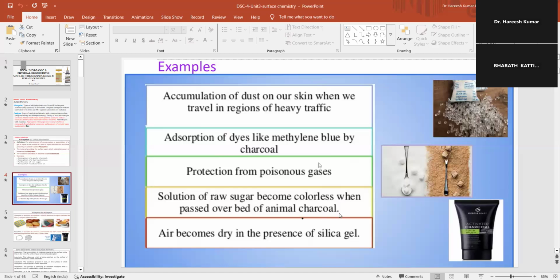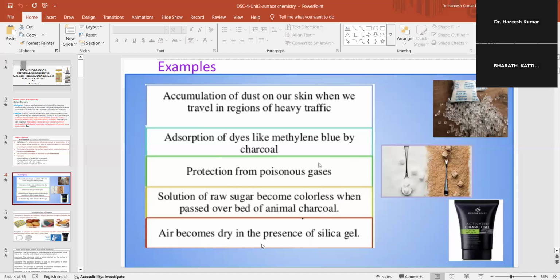So what is the difference between wood charcoal and animal charcoal? Animal charcoal means this is the charcoal obtained on burning animal bones. Similarly, wood charcoal means charcoal obtained on burning wood.